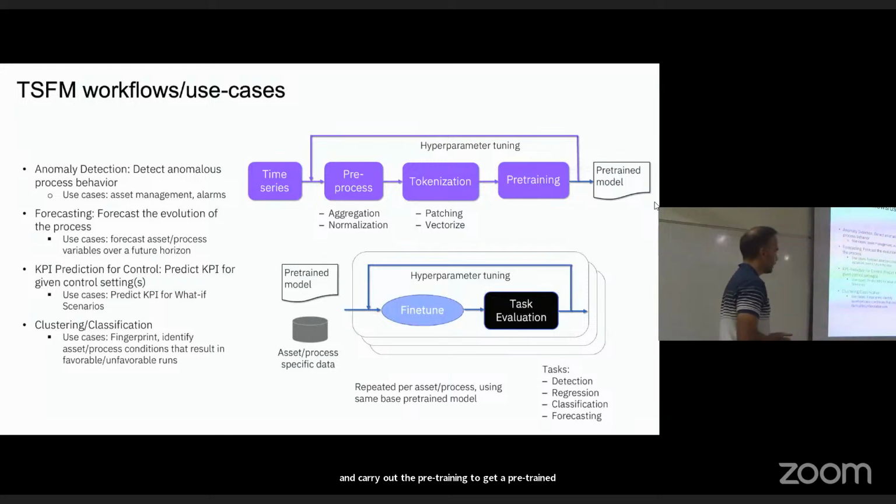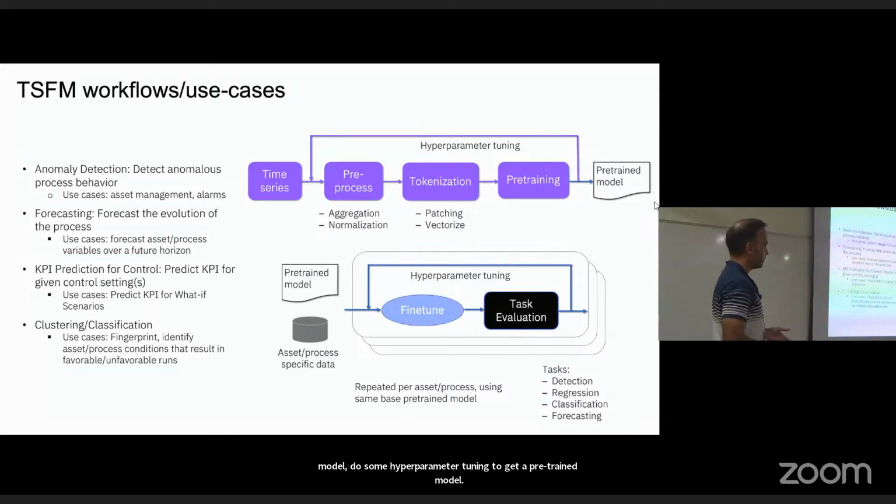And once you have a pre-trained model and asset-specific data, there are two workflows. One is you can use it directly in zero-shot inference. But let's say you want to do some fine-tuning: you take the asset-specific data, do some fine-tuning by tuning some last layers of the model, and then do the evaluation and use it for different types of tasks. The tasks can range from forecasting to classification, regression, anomaly detection, right?